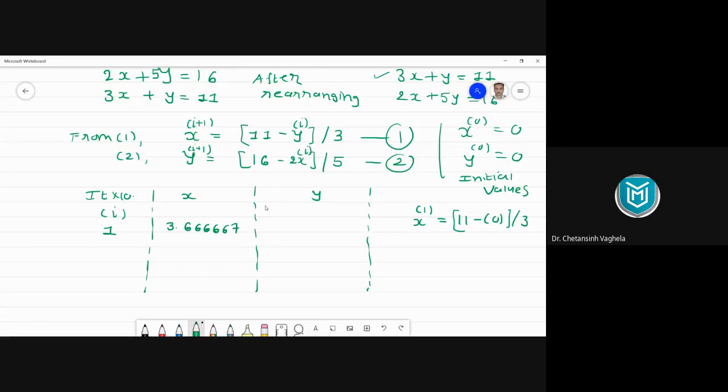Right? Now we need to calculate the value of y. So what is formula for y? Y1 is equal to 16 minus x0, but again x0 value is also 0. Then we have to divide it by 5. So we have 16 divided by 5. What is 16 by 5? 3.2. Right? So 3.2.